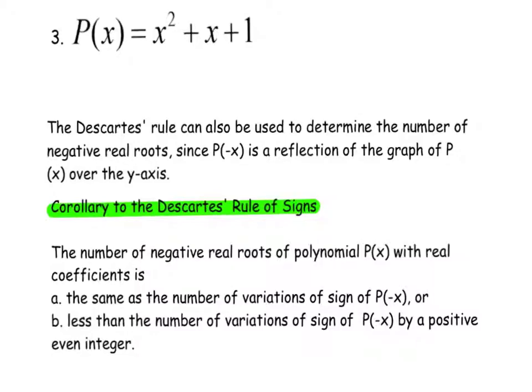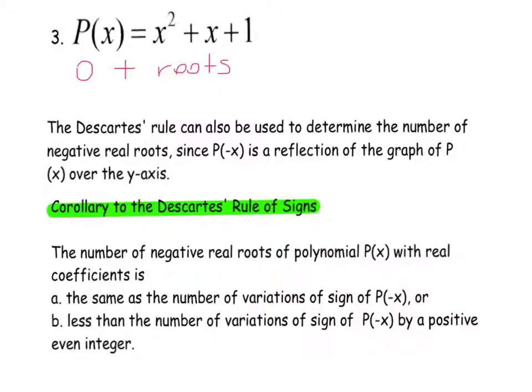On this last example, p of x equals x squared plus x plus 1. So if I look at my sign changes, I have no sign changes. I have a positive, positive, positive. So that will mean that I will have 0 positive roots.